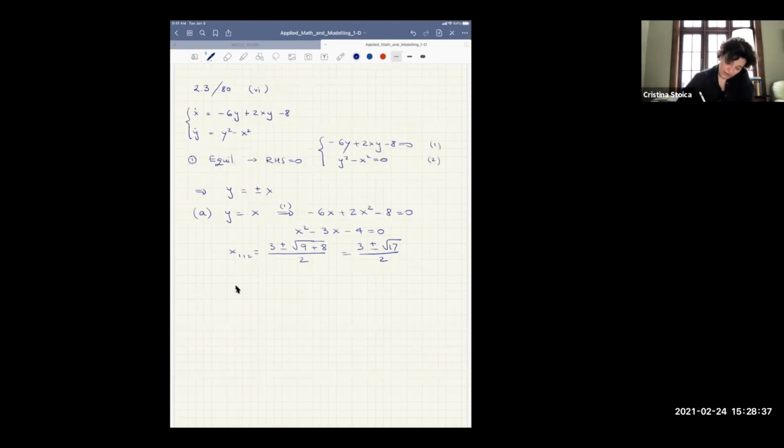So we have equilibria at x_e, y_e. The first one will be x equals 3 minus root 17 over 2, and y equals 3 minus root 17 over 2. That's one. And then we have the other one, 3 plus root 17 over 2.